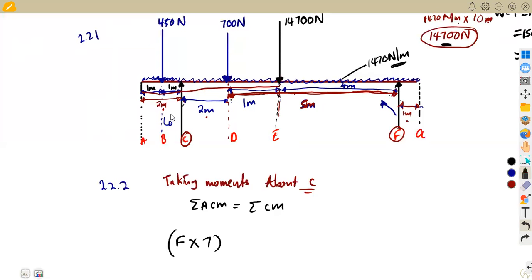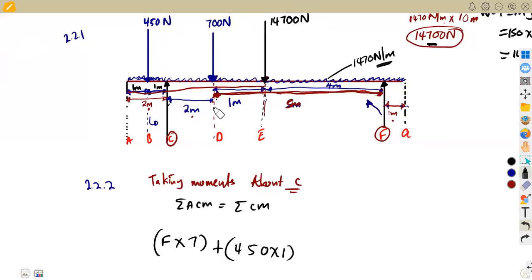We also have another anti-clockwise that I indicated here with an arrow, the 450. So we're going to add 450 times the distance back to C, which is 1 meter. Remember here, there's a distance of 1 meter. So that's it. We move on to the other one. The others that we are seeing here, they are in the clockwise. Which one? We talked about the 700 going this direction clockwise, the 14,700 going this, which is clockwise. So we're going to be left with 700 times 2.